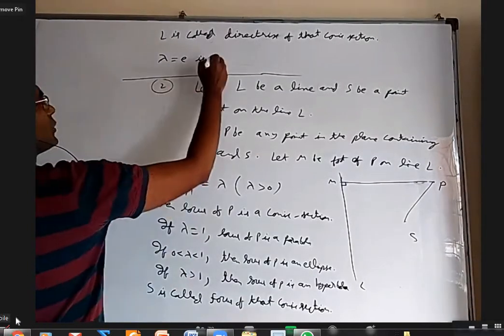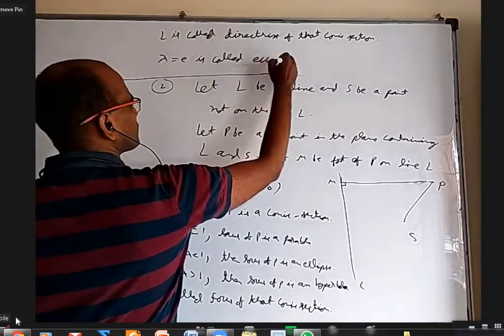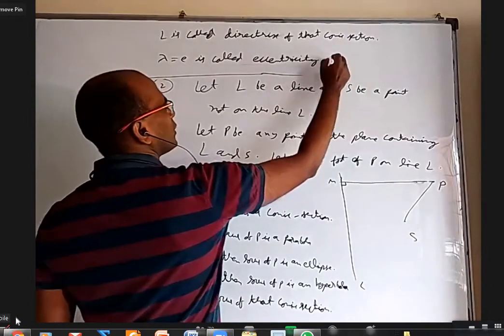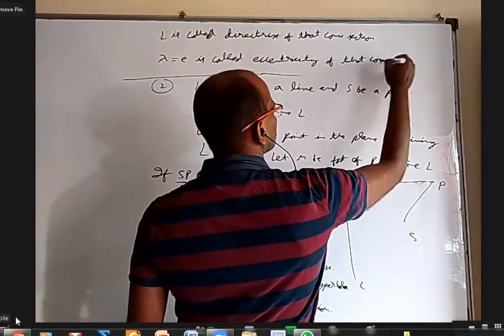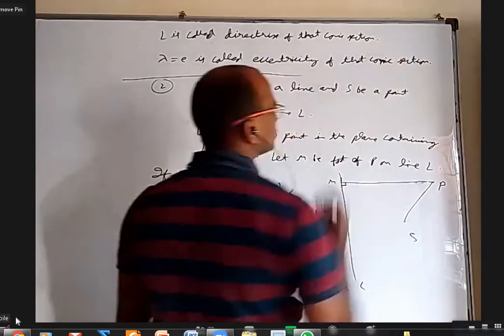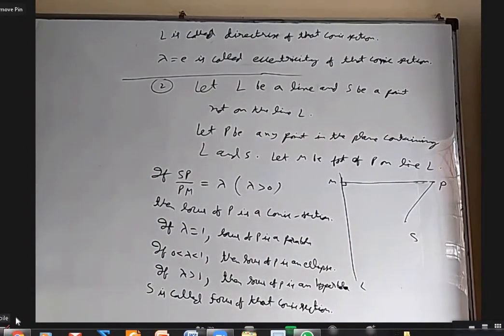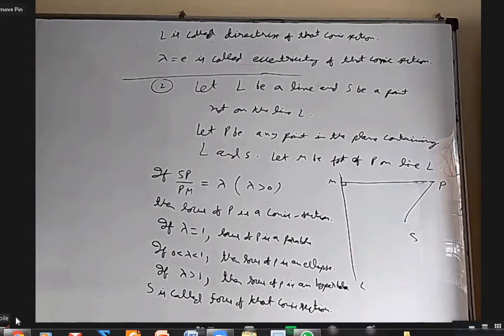So lambda equal to E is called eccentricity of that conic section. So according to this definition, circle or pair of straight lines we don't consider it as conic section, even though we get them by cutting the cone.